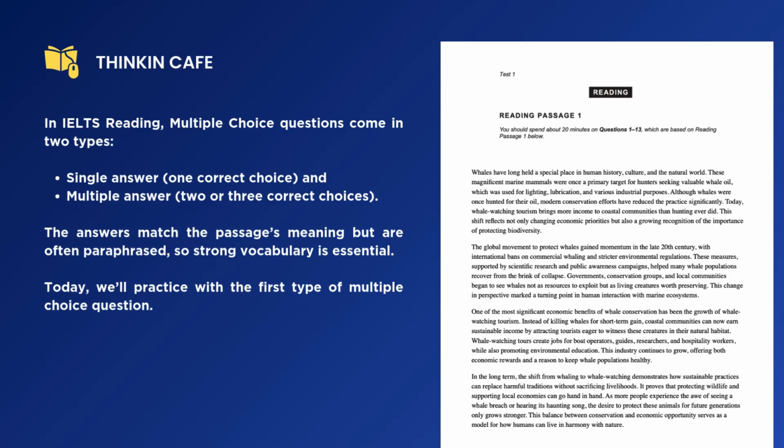In IELTS reading, a multiple choice question, which may allow for either one or two answers, is one of many question types, and it appears in both the academic and general training tests. For all reading questions, we basically need to compare the statements with the passage, so it's important to know that the correct option will always match the meaning in the passage exactly, but it might not use exactly the same words, which means the meaning will often be paraphrased or synonyms could be used instead.